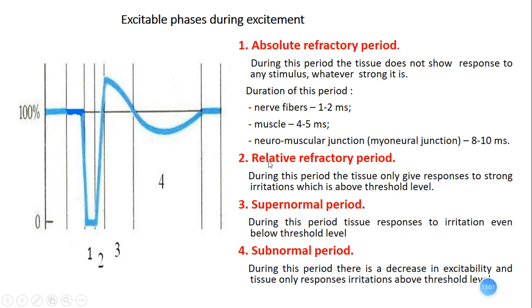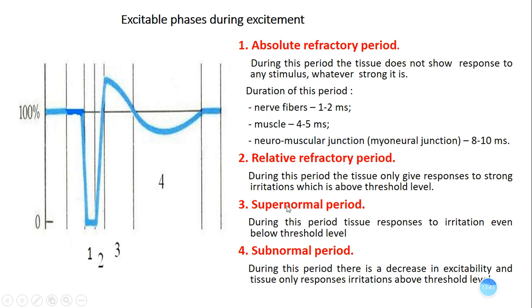And again, the relative refractory period. During this period, the tissue only gives responses to a strong irritation, which is above threshold level. In this graph this period is indicated from here to here. All of this is the relative refractory period. During this period, the excitability of this tissue is slowly recovering to 100%.